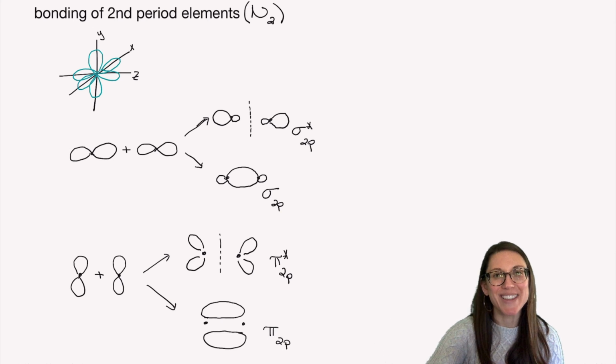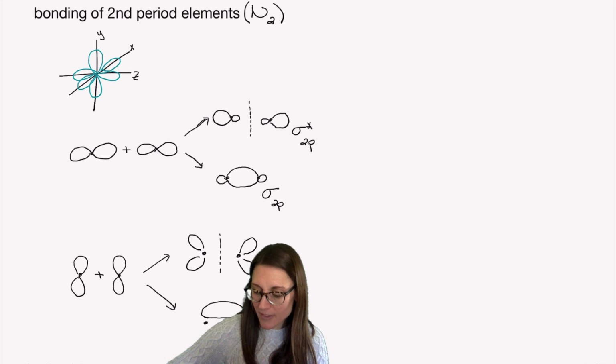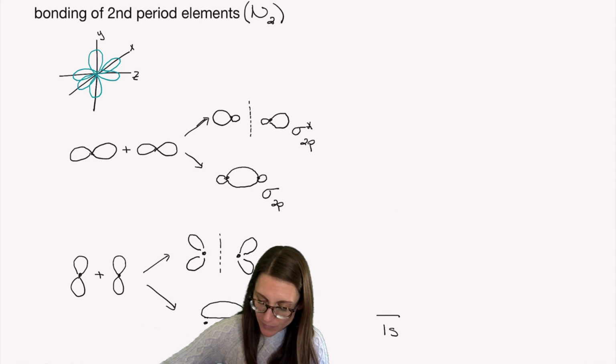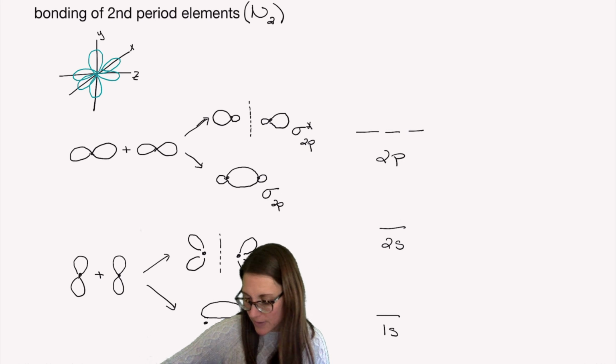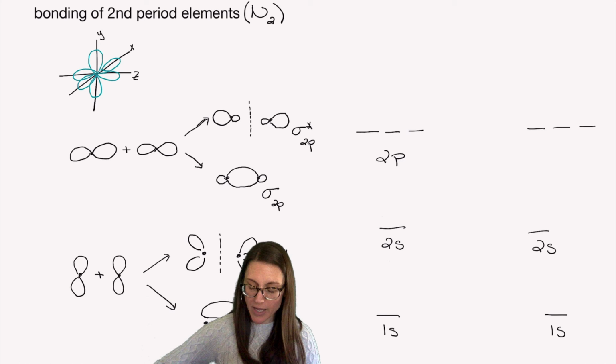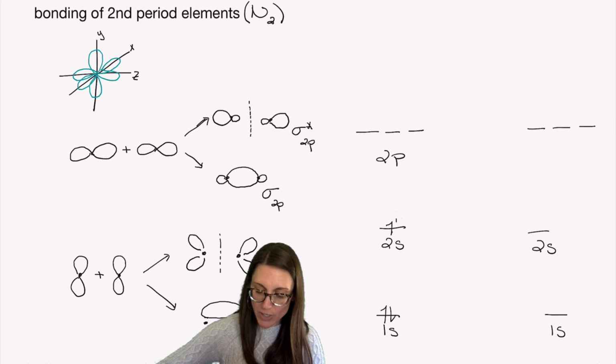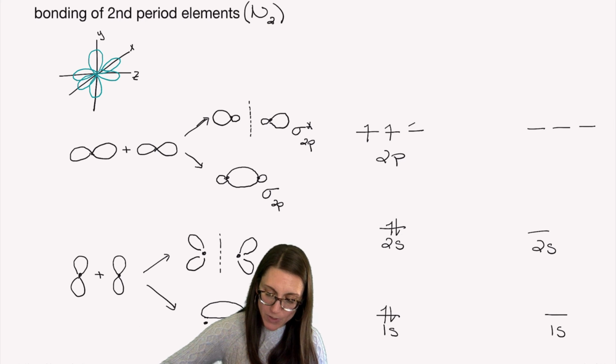I'm going to draw it and then we're going to talk about it. Okay, each nitrogen has a 1s orbital, a 2s orbital, and 3 2p orbitals. So we're going to do this twice. Okay, and nitrogen is 1s2, 2s2, 2p3. So let's put those in there so we remember how many electrons we're going to ultimately have to work with.